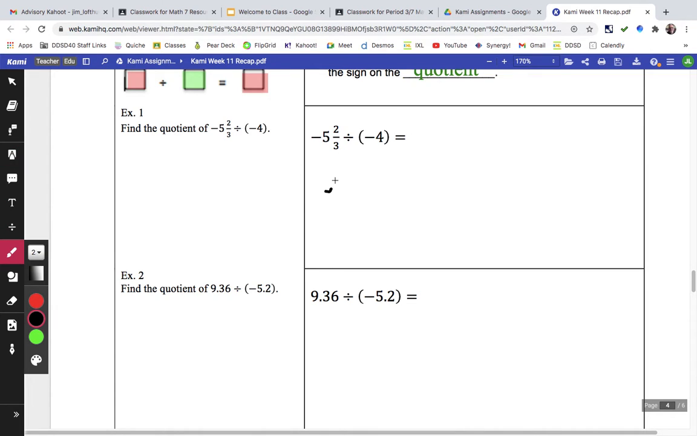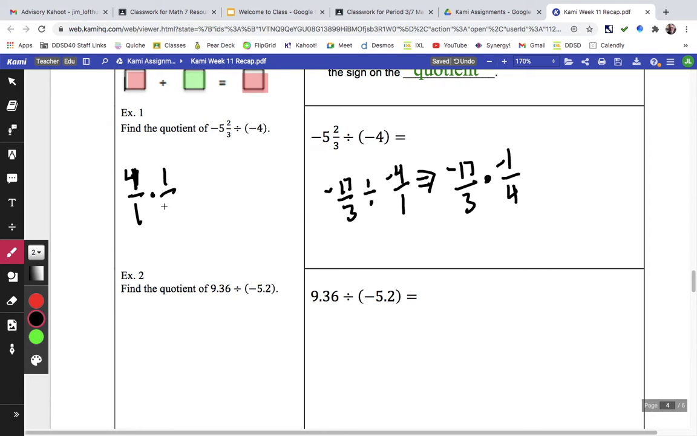Let's see, this is negative 17/3 divided by negative 4, and we put it over 1 so that we can change this to an equivalent problem of negative 17/3 multiplied by the reciprocal, which is negative 1/4. The reciprocal, remember, is what you multiply something by to get 1. So 4 over 1 times 1 over 4, in this case negative 4 over 1 times negative 1 over 4 equals 4 over 4. Negative times a negative is a positive, and that's equal to 1.